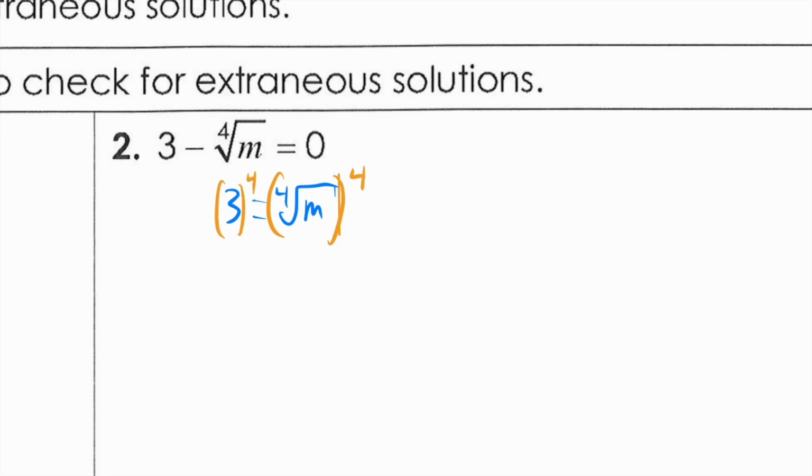So for example, if I had the sixth root, I would do the sixth power. The eighth root, the eighth power. The 7th root, the 7th power, you name it.